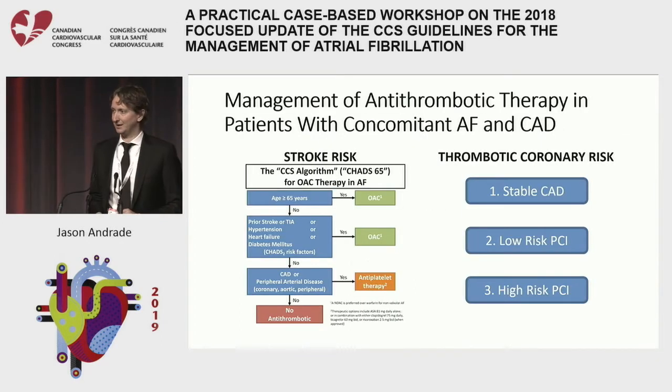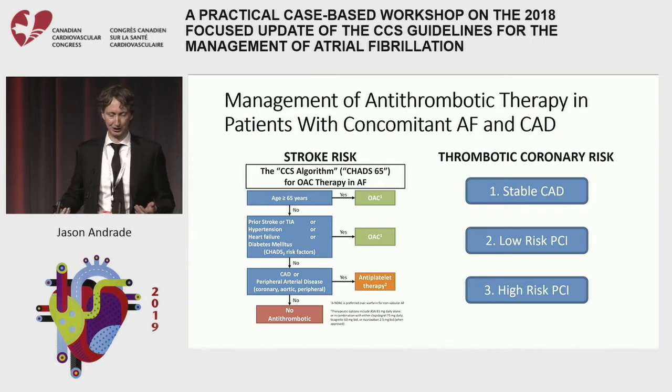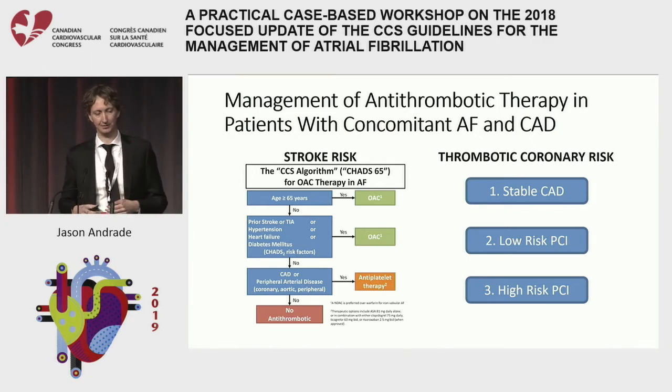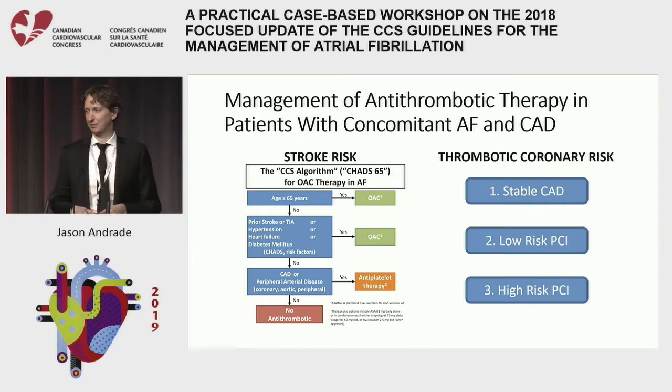So fundamentally, in the guidelines, nothing's changed. The main thing that we wanted to present here is that the evidence has evolved, and in some ways, the evolution of the evidence has validated what we put in there in 2018. So when we think about the management of antithrombotic therapy for patients who have AF and coronary disease, essentially we're balancing 2 risks. We balance the risk of stroke, and that's typically what we have within the CCS algorithm. And then we balance the thrombotic coronary risk, and that typically comes down to the presentation.